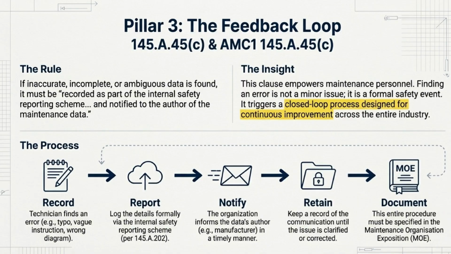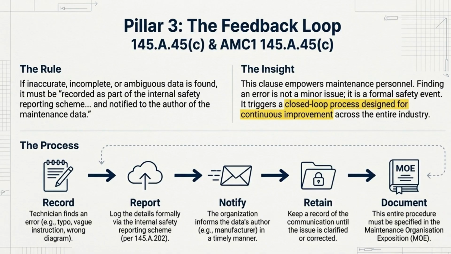Exactly. And the AMC, the acceptable means of compliance, AMC 145.A.45 really adds more detail on the procedure. It emphasizes, the referenced procedure should ensure that when maintenance personnel discover inaccurate, incomplete, or ambiguous information in the maintenance data, they should record the details as part of the internal safety reporting scheme specified in point 145.A.202. And it says, the procedure should then ensure that the Part 145 approved maintenance organization notifies the problem to the author of the maintenance data in a timely manner. A record of such communications should be retained until such time as the author has clarified the issue. The reference procedure should be specified in the MOE.